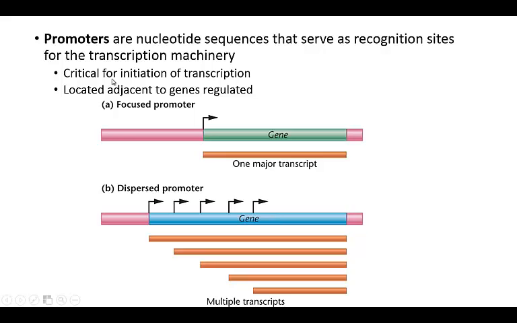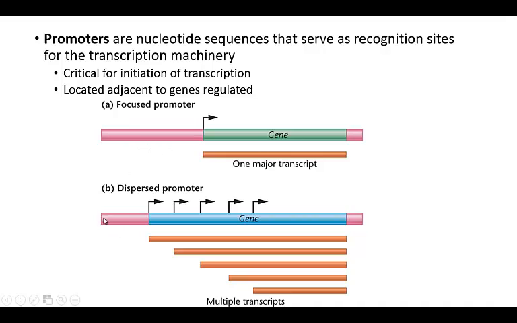So there are different types of promoters. Promoters, again, are just nucleotide sequences. They serve as recognition sites for the transcription machinery. In this case, this would be an example of a focused promoter. There's one particular promoter, there's one gene, and you're going to get one major transcript from this product. You can also have what's known as a dispersed promoter, and this actually may happen more than we realize. It's just a little bit easier to study these types of promoters.